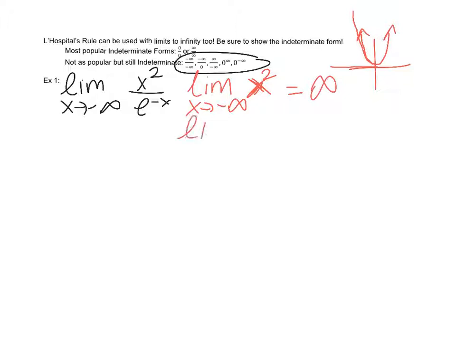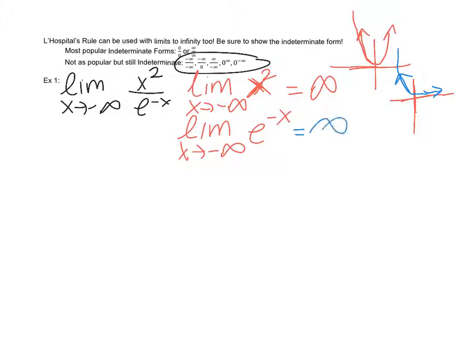Now if I take the limit as x approaches negative infinity of e to the negative x, now if I think about the sketch of e to the negative x, that's going to look something like that. Again, sketching, sorry. Okay, so as x approaches negative infinity, again, this is going up to infinity. So this proves infinity over infinity, which is an indeterminate form. And you want to actually write that. It's indeterminate.